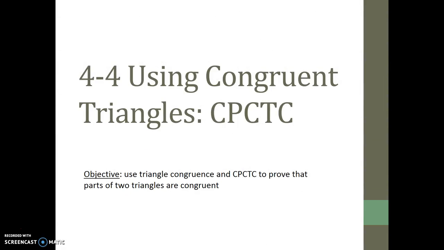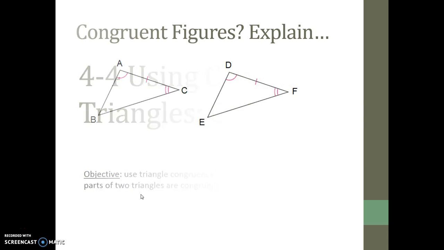So let's get to 4-4 here. Our section title is using congruent triangles, CPCTC. You're going to hear that a lot. Our objective is to use triangle congruence and CPCTC to prove that parts of two triangles are congruent.